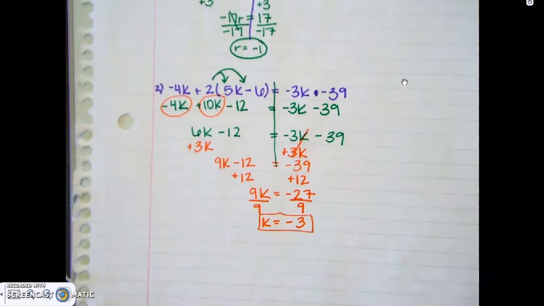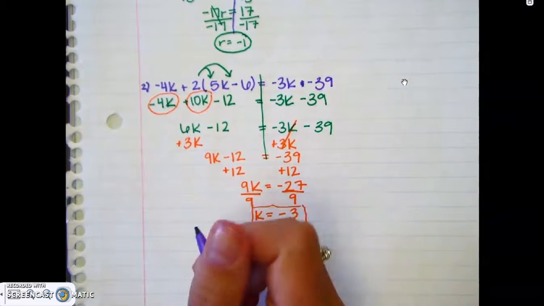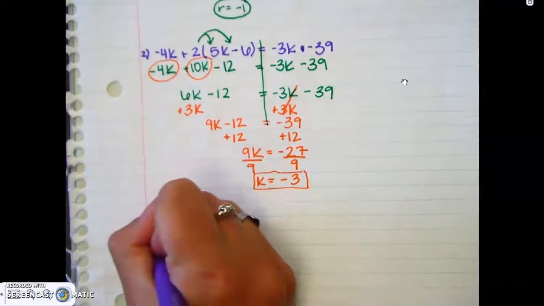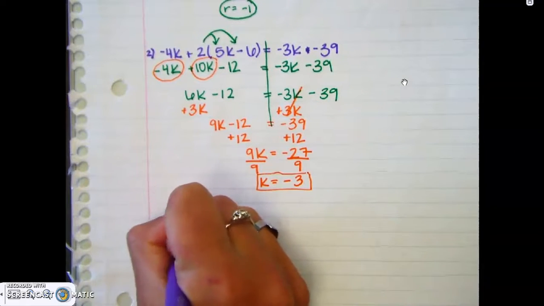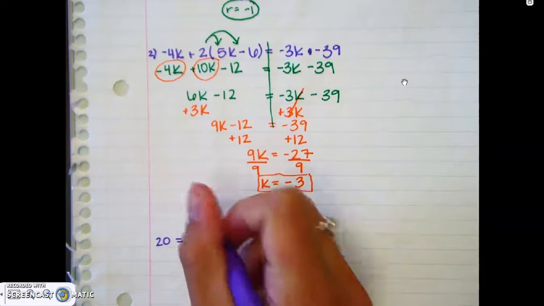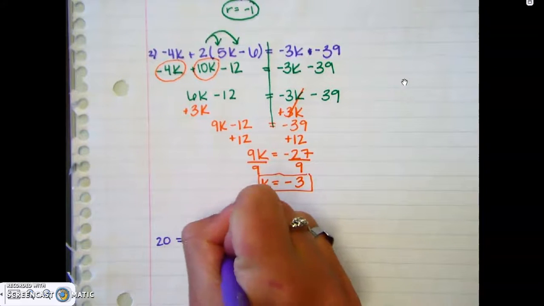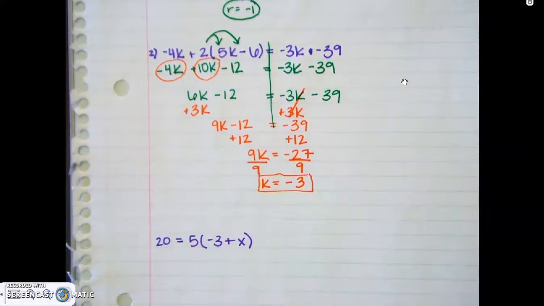Okay. All right. And the last thing I want to talk about is looking at equations in different ways. So I'm going to write this equation here. 20 equals 5 times the quantity of negative 3 plus x. And I want to talk about two different ways you can solve this.